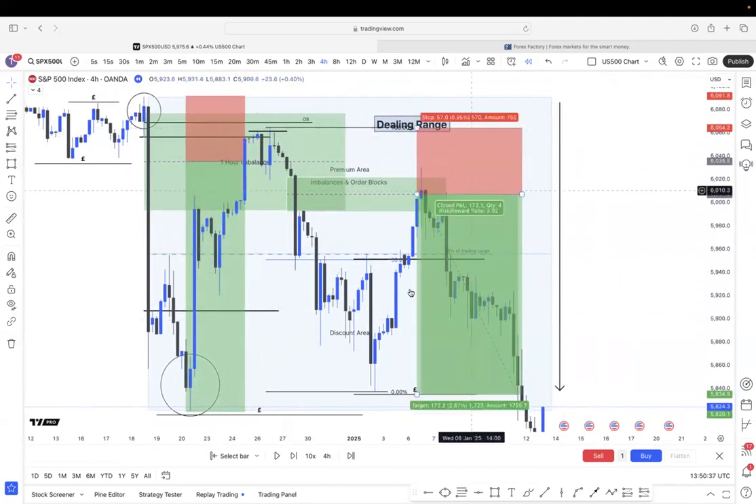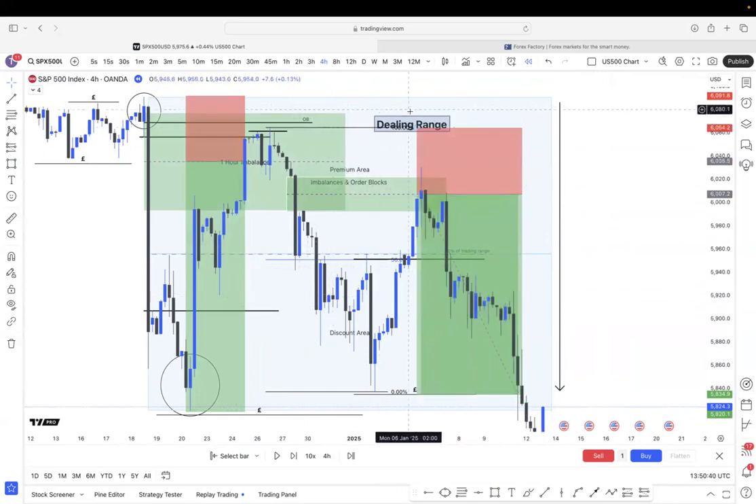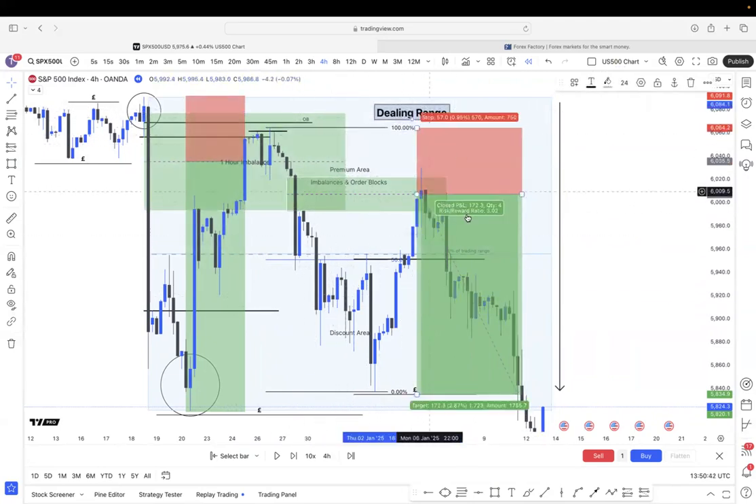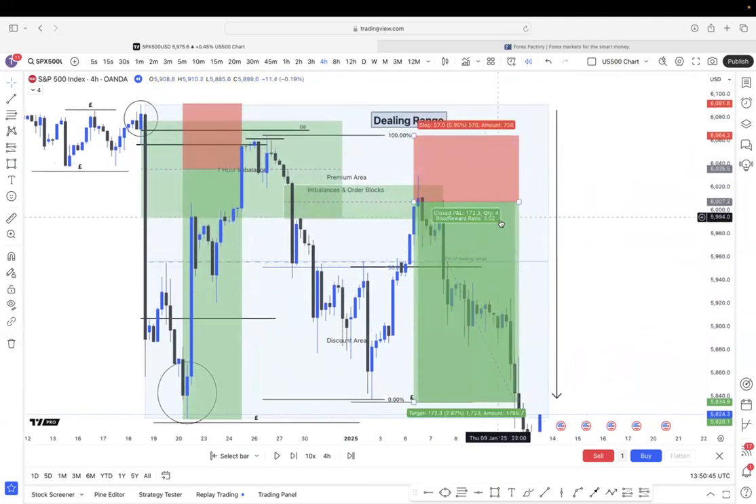So this is just a little insight into how to identify your range, what we're looking for, premium discount, things like that. Go and do some homework. Go and do some back testing.